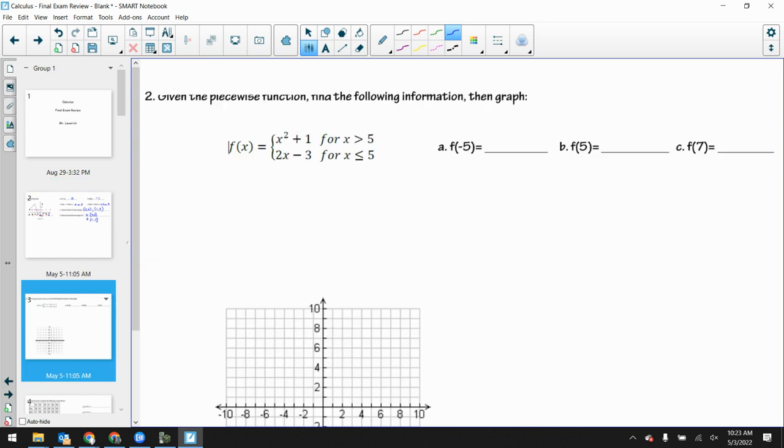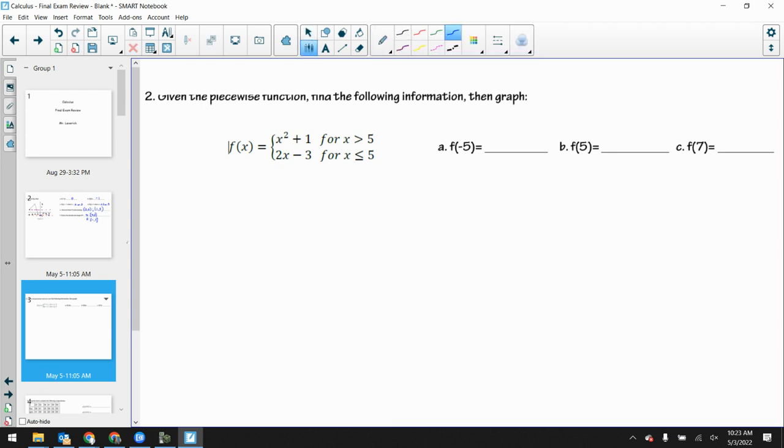Okay, let's take a look at question 2. Given the piecewise function, find the following information, then graph. I probably will give you something better to graph than this one comes out to be. This one comes out to be way up off the top of the graph, so I did not mean for that to happen. That's okay. I'm just going to remake this graph instead of using a 10 by 10, because that does not come out nice.